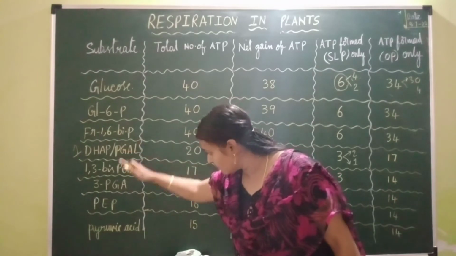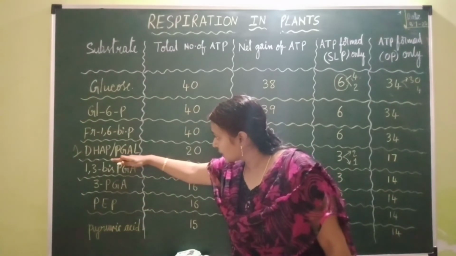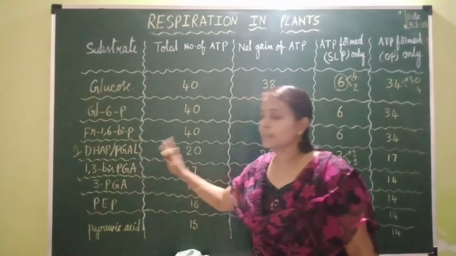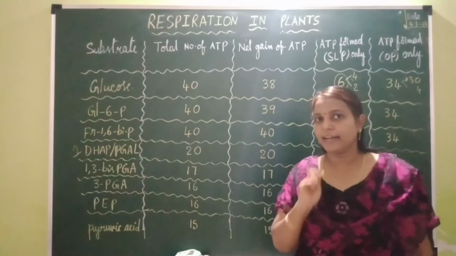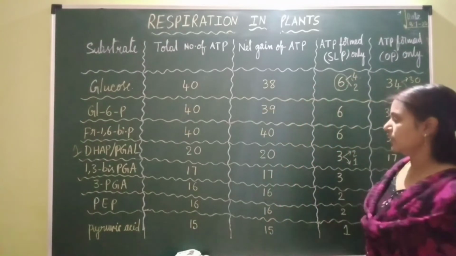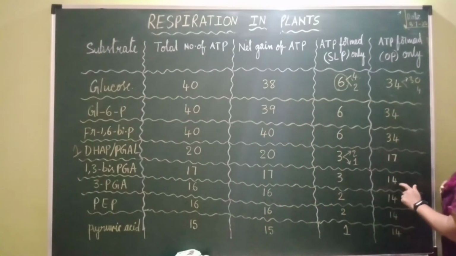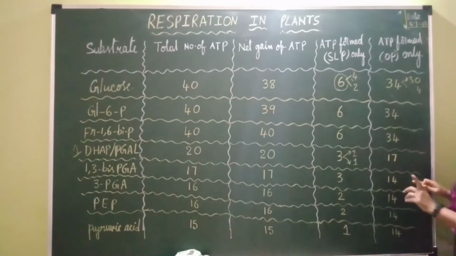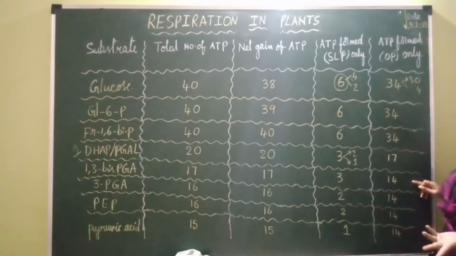Now we have to consider from 1,3-bis PGA. We have to leave all the steps which are taking place before the formation of 1,3-bis PGA, and hence we have to leave 1 NADH2 which is formed during glycolysis. So now let's see the number of ATP formed through OP only when one molecule of 1,3-bis phosphoglyceric acid undergoes oxidation through aerobic respiration. So in glycolysis, no NADH2, because we should not consider the NADH2 formed during the conversion of PGAL into 1,3-bis phosphoglyceric acid. We consider only the reactions taking place after the formation of 1,3-bis PGA.